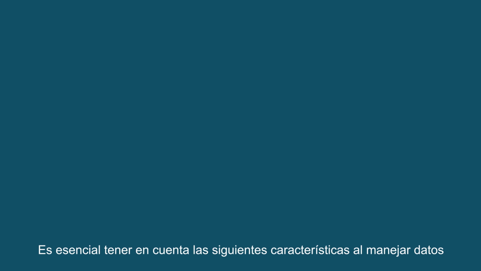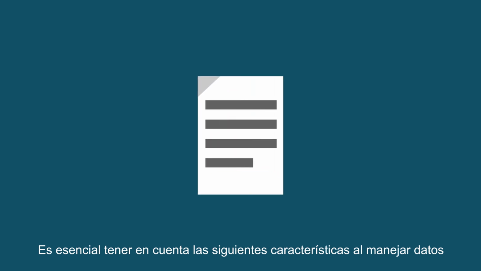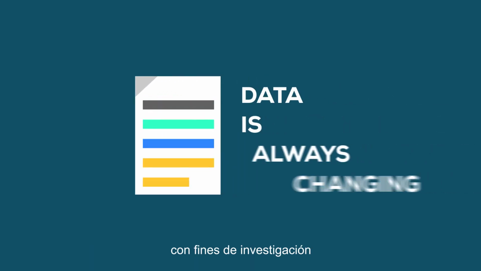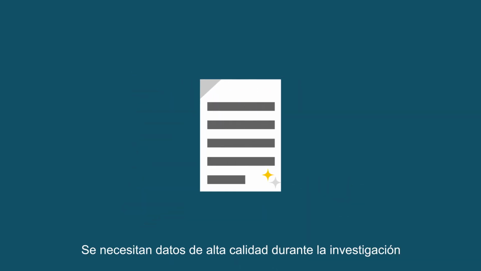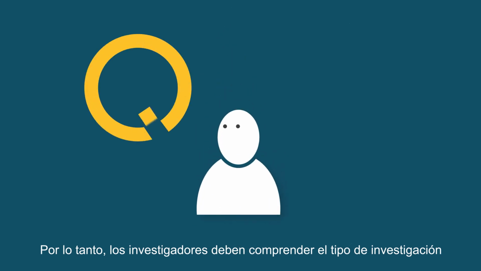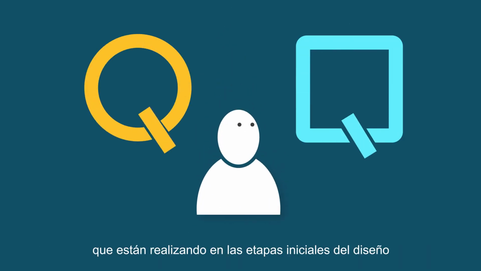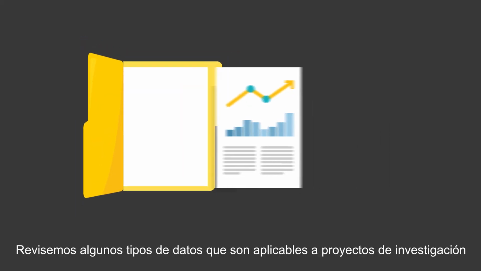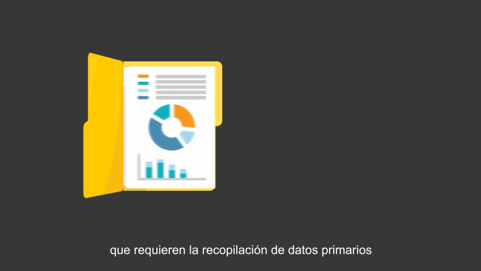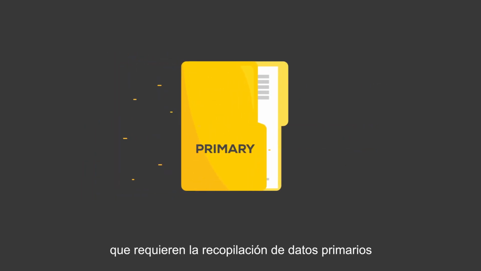It is essential to keep in mind the following characteristics when handling data for research purposes. Data is always changing. High-quality data is necessary during the research to have high-quality outcomes. Therefore, researchers must understand the kind of research project they are undertaking at the initial stages of the design to choose correctly the type of data required for the series of experiments. Let us review some types of data that are applicable to research projects that require the collection of primary data.